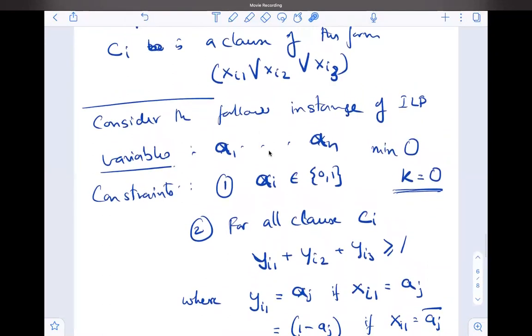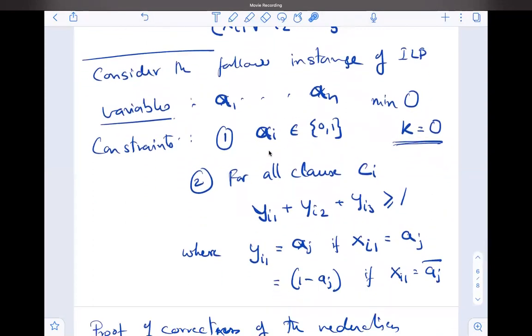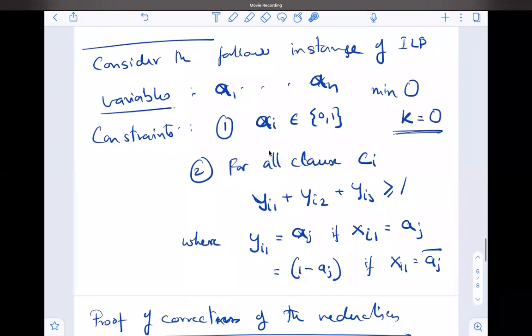Or the other way, the best option is usually to go in the other direction. So in that sense, let's say the ILP has a solution. This particular ILP has a solution. Then how can I get a solution for this SAT instance? Whichever A_i are 1, you set them to be true there. And that's it.